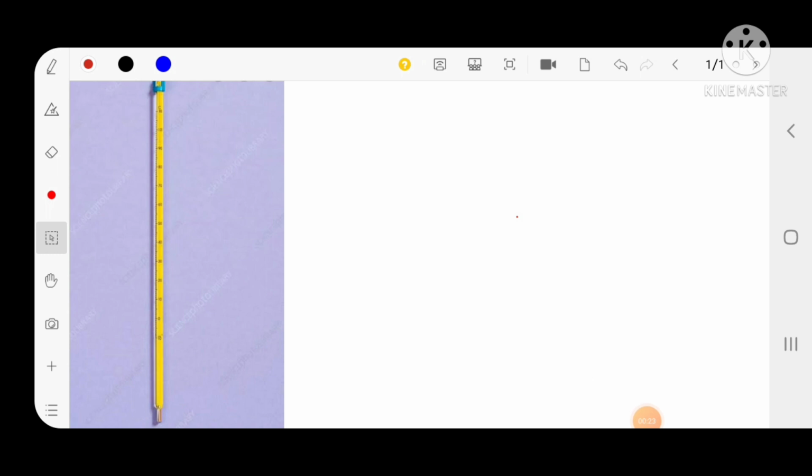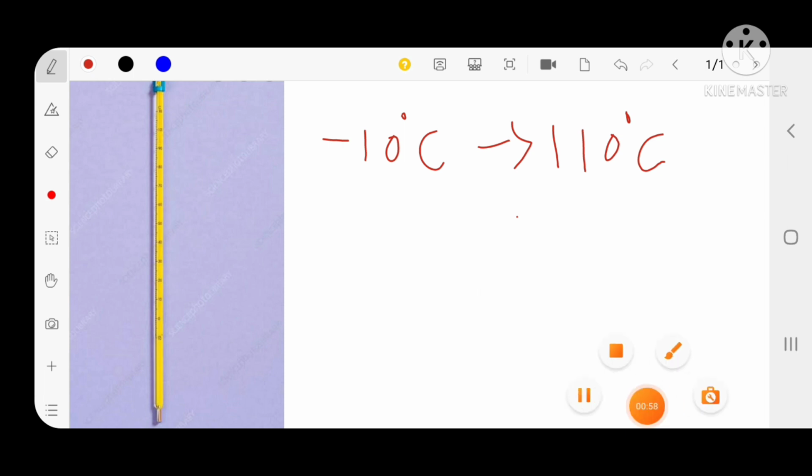The range of the laboratory thermometer is -10 degrees Celsius to 110 degrees Celsius, because the objects around us are at any temperature. So to measure the temperature of those objects, this laboratory thermometer is designed with a temperature range between -10 degrees Celsius and 110 degrees Celsius.